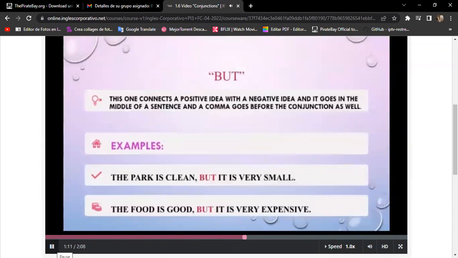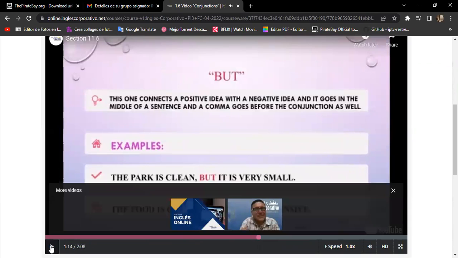This one connects a positive idea with a negative one. Okay, so let's do and. And is very simple, right? You talk about something and something extra. San Miguel City is small and hot, correct? Isaac? Yes, teacher, it's correct.